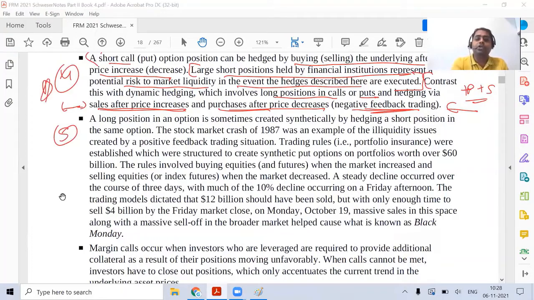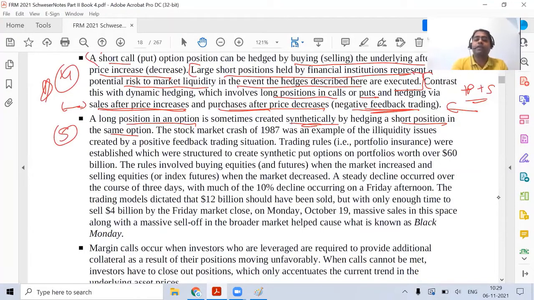Now look at this. A long position in option is sometimes created synthetically by short position in the same option. Right. So what they want to highlight over here is this word synthetically, which you've already seen in put call parity. If you want to create a particular position in the market, you can create that by using put call parity, and you will be able to create long put, short put, long call, short call, likewise. They are highlighting in the first two lines that it is possible to create.